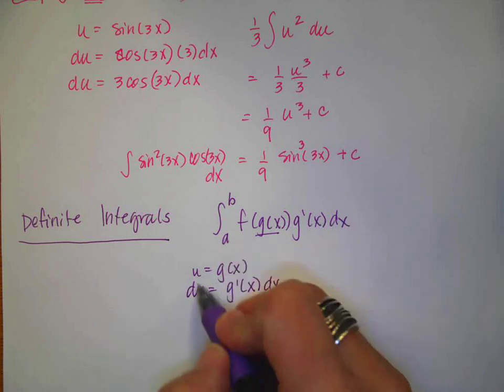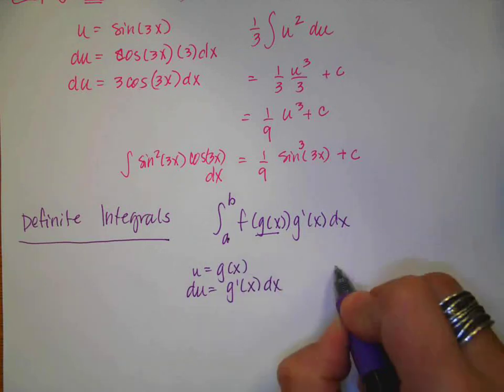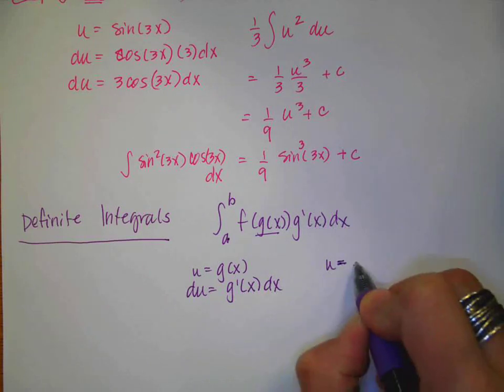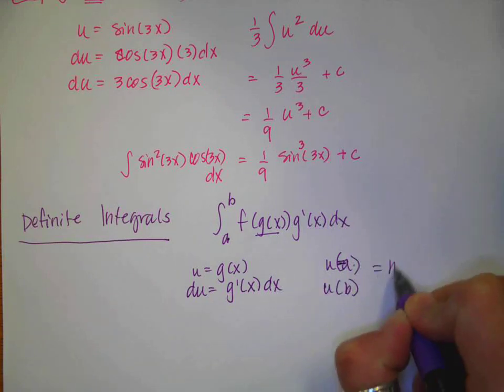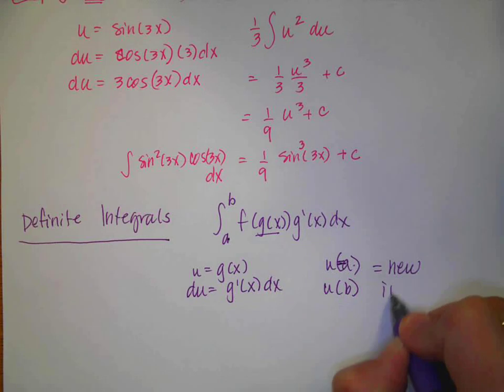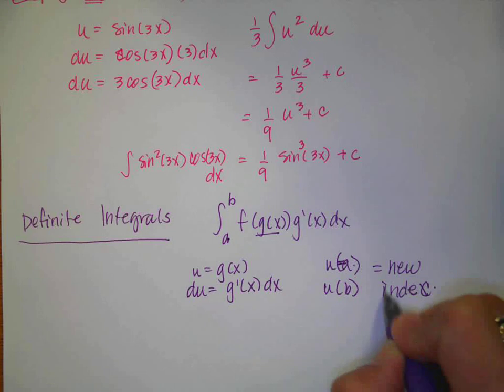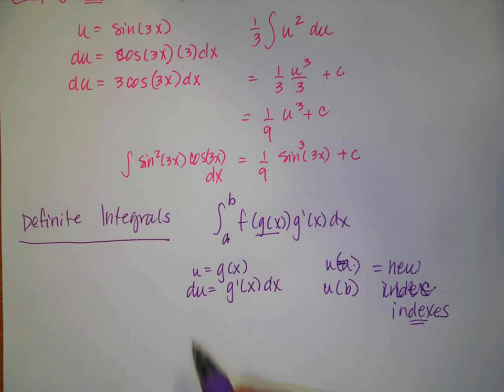I have 2 choices. One would be, once I'm finished, to substitute u back in and use the original limits. The other one would be to evaluate u, whatever I let u be. So I'm going to evaluate u of A and u of B and create new limits. I have no idea how to spell that word, so I'm just going to write indexes, even though it's really bad grammar. I'm so sorry, but I can't figure out how to spell indices.